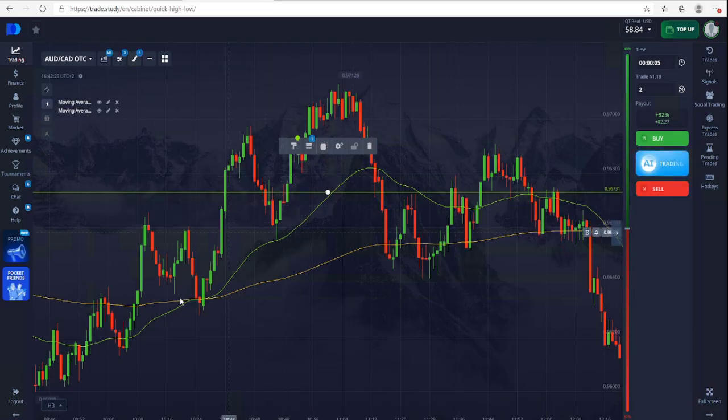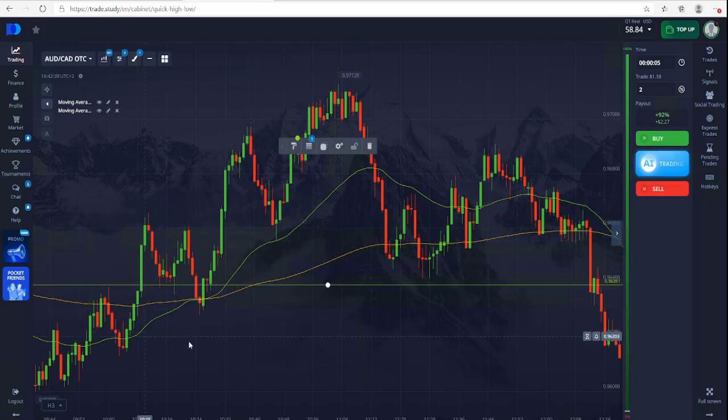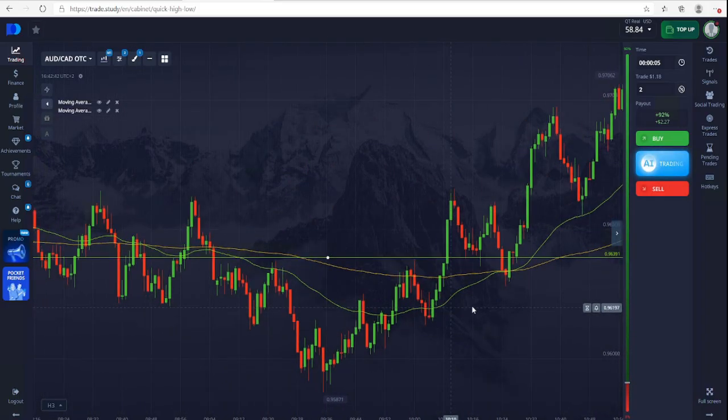Also we have trend line support and resistance, but we're not using that. We're using just this kind of support and resistance. So let me show you another example.